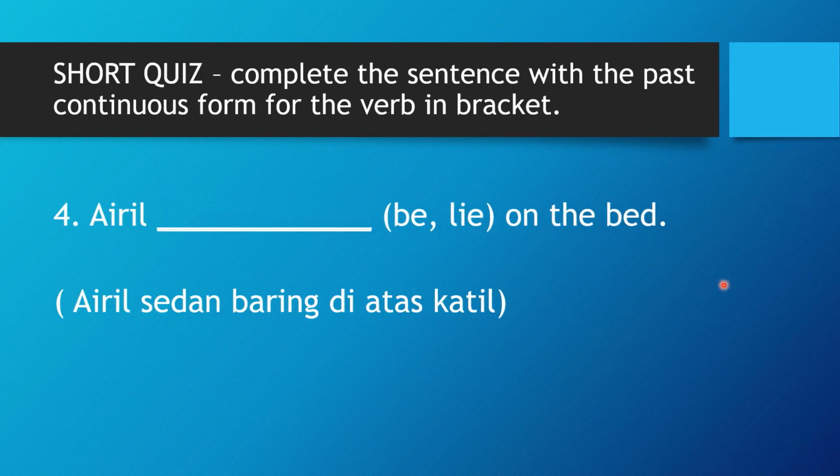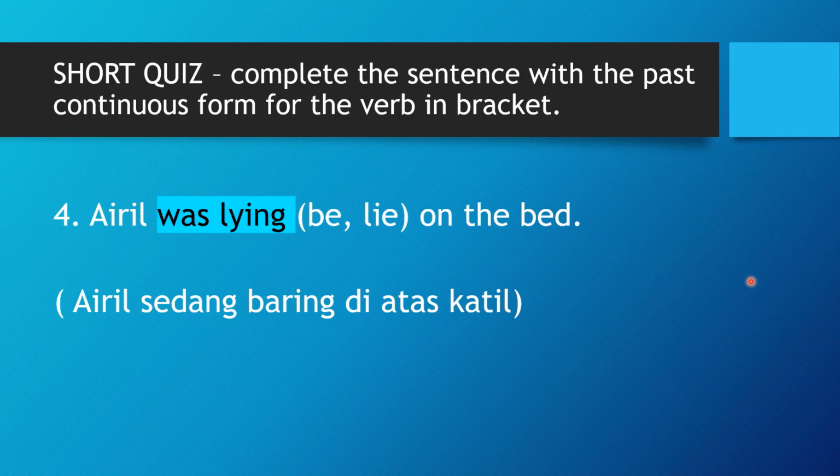Okay, next question. Ariel, be, lie on the bed. Ariel sedang baring di atas katil. Okay, there's a spelling error here, so let's add g here. Right. Okay, so Ariel sedang baring di atas katil. So what is the past continuous form for these verbs?